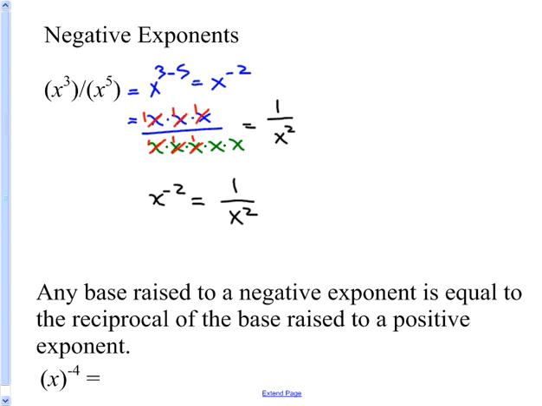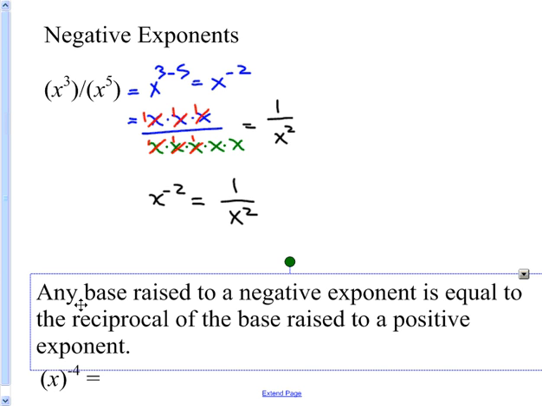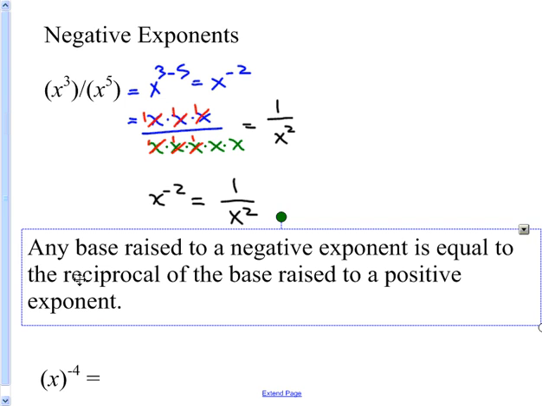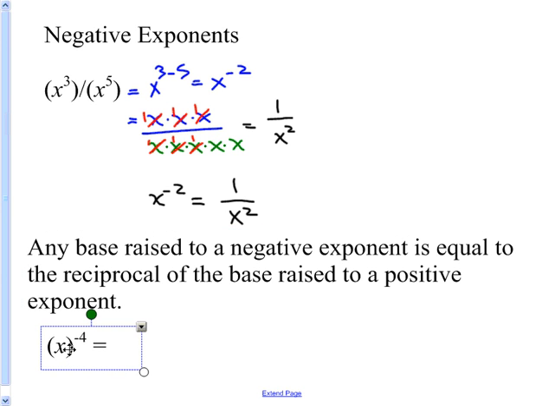So the way that we put that, we say that if we have any base raised to a negative exponent, and the key word there is any base raised to a negative exponent, that's equal to the reciprocal of the base raised to the positive exponent. Right? So in other words, if I have x raised to the exponent negative 4, that's the same as 1 over x raised to the power of positive 4.